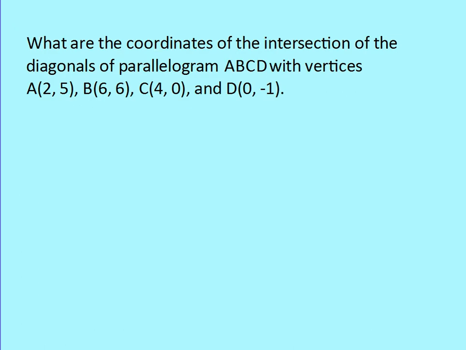For this example, we need to know what are the coordinates of the intersection of the diagonals of a parallelogram if they give you the vertices. Now, if we were to graph this, we will be able to see where it's going to be laid out. Let's just get a general idea. 2, 5 would be somewhere around here. 6, 6 would be around here. 4, 0 would be around here. And 0, negative 1 would be located around here.